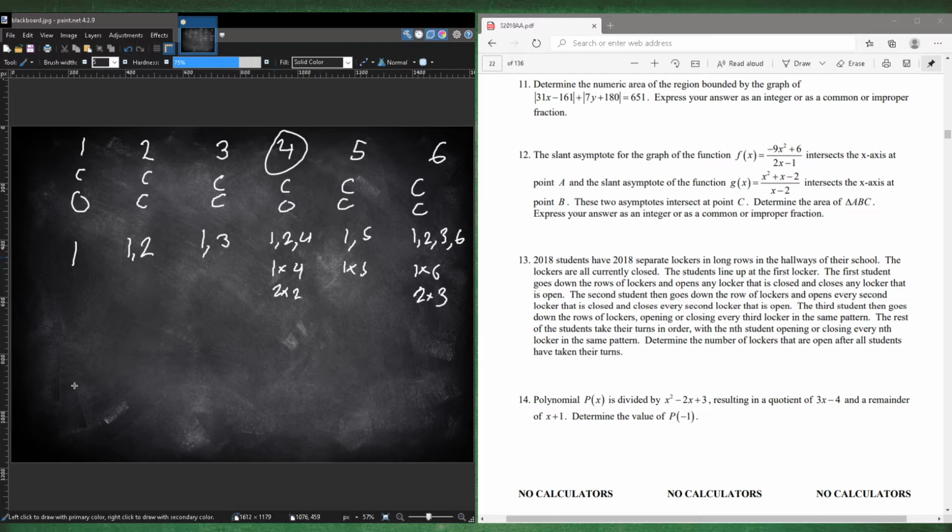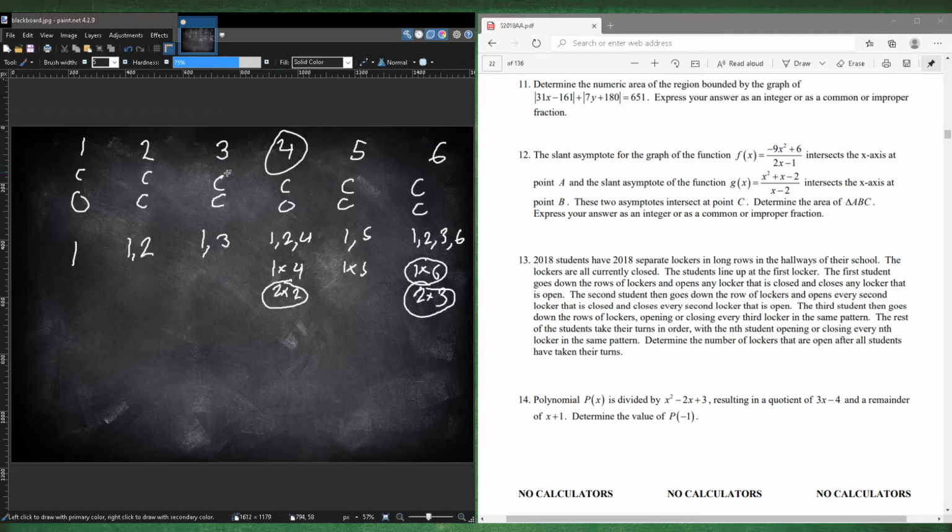So the first student and the fourth student are going to change it from closed to open and then open to closed. So we're looking for a locker that's open. We have to look for a number that's not repeated twice, because this pair means the second student and the third student cancel each other out. The first student and the sixth student cancel each other out. That means the only way for them to be open would be if there's a number that's squared. That means only one student is going to change it, but it still makes that number combination.